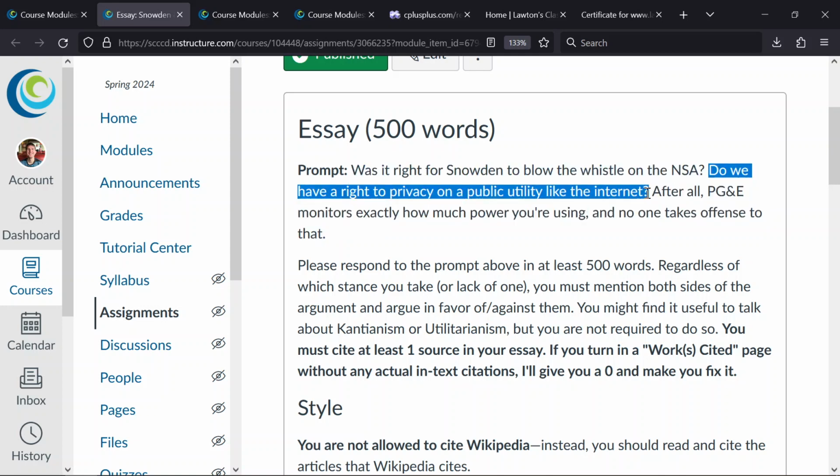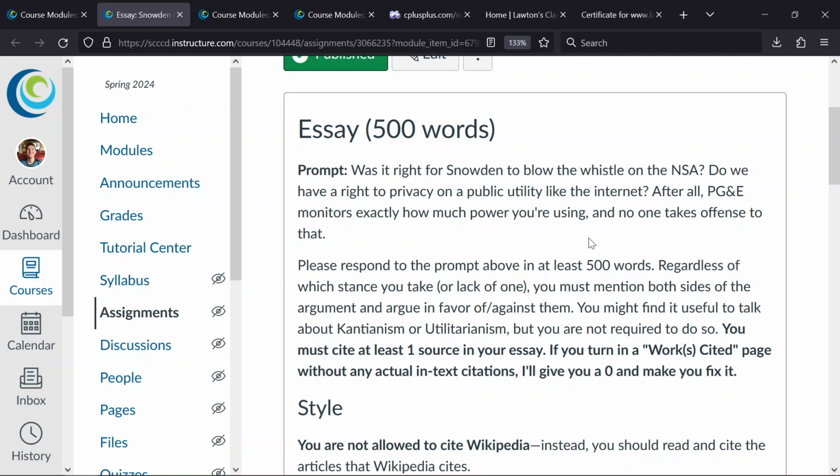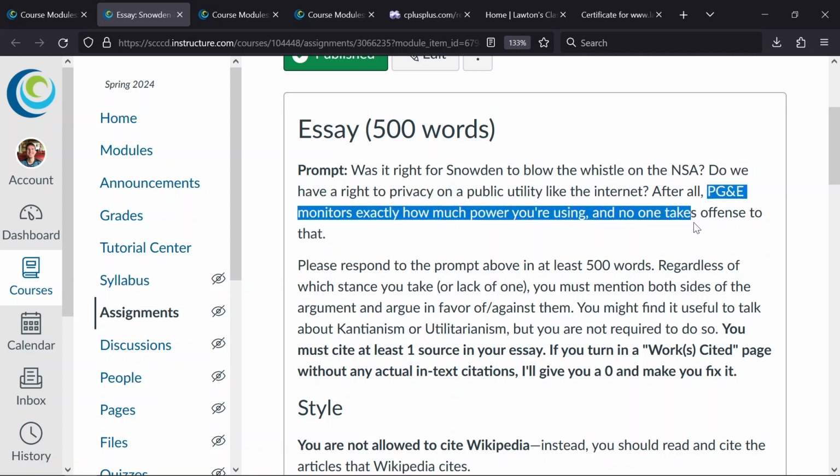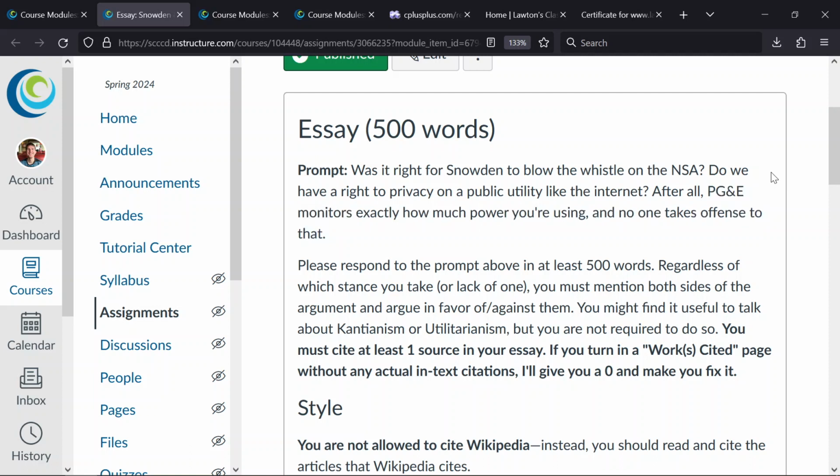Also, do we even have a right in the first place to privacy on the internet? Because that's what the NSA was looking into. Do we even have a right to privacy on a public utility like the internet? Because PG&E, for example, that takes care of giving us power, they're monitoring how much power we're using all the time, and we let that happen. So why is that okay, and not whatever I do on the internet is allowed for people to look in on? Okay, so that's your prompt, and I'd like you to write just a short essay, 500 words about this.